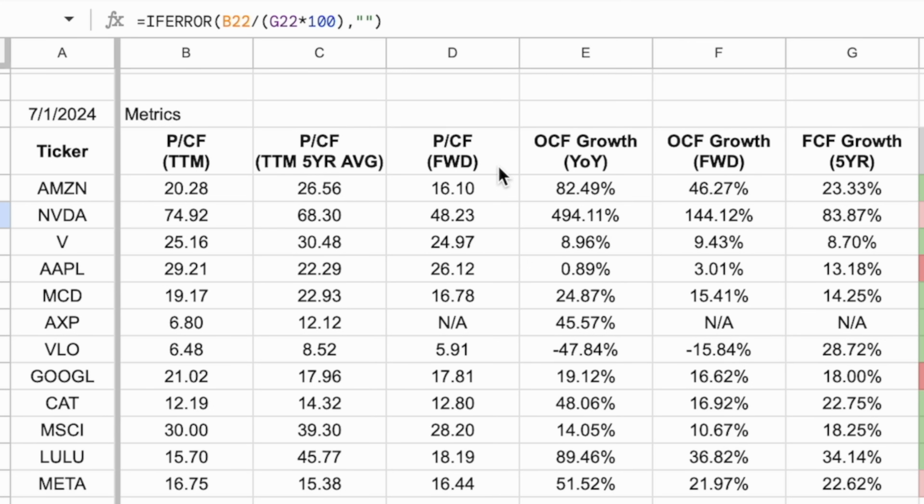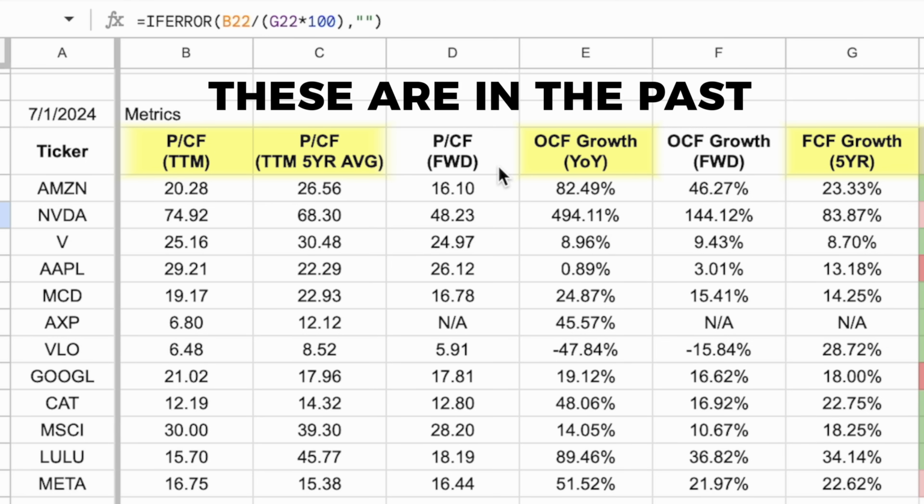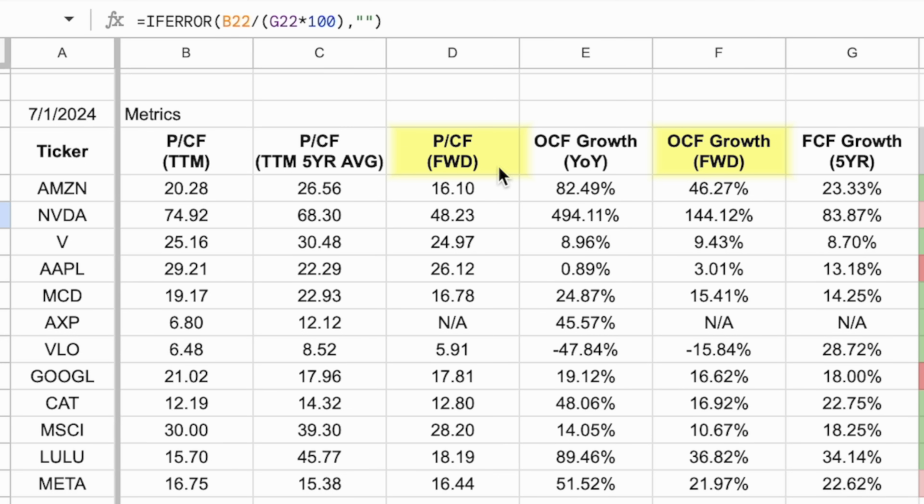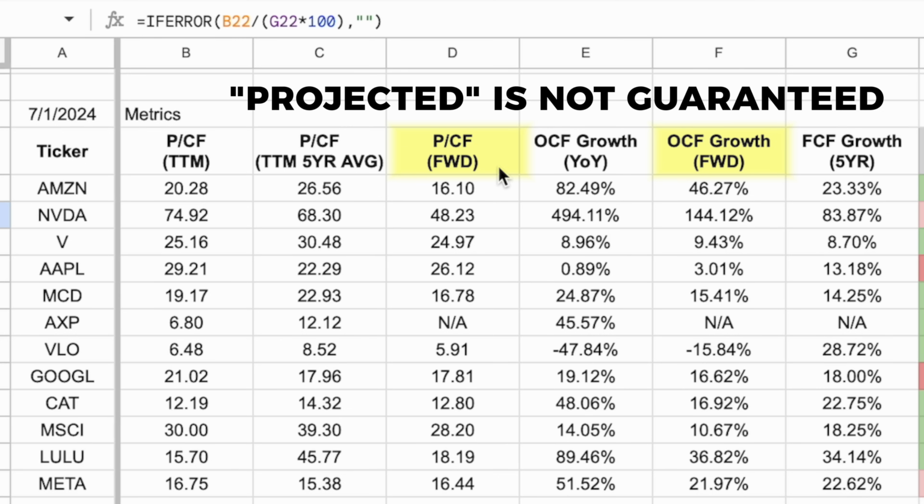Because even in this spreadsheet, when we look at trailing 12 months and 5-year average growth rates, all of those are in the past, while the market is forward-looking. So yes, we have the projected growth rates in there as well, but the issue with those is that they're projected and not guaranteed. What our analysis of the actual business needs to do for us is give us an idea of how likely those projected growth rates are going to be, and that's something that each one of us is going to have a slightly different perspective on.